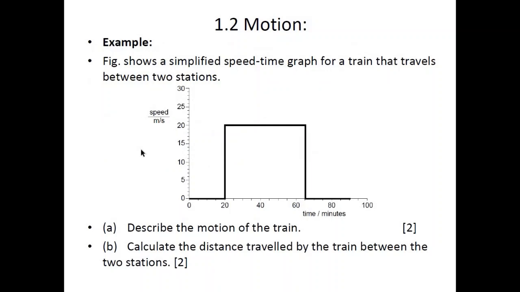Now let's solve an example question. This figure shows a simplified speed time graph for a train that travels between two stations. Describe the motion of the train.